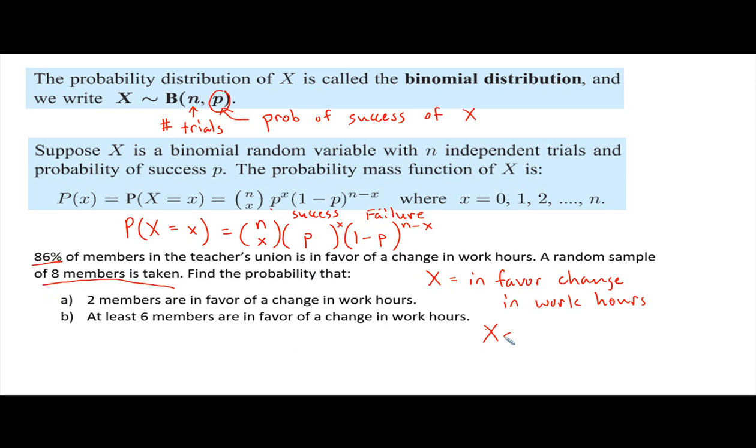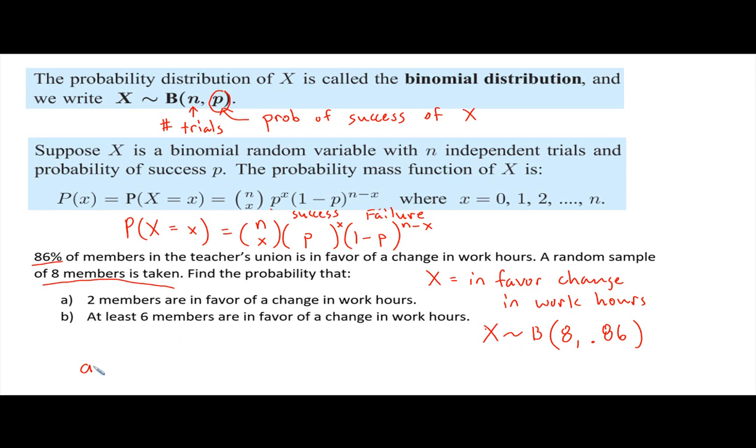If we set up our binomial distribution parameters, since this meets the 4 requirements, the number of trials is 8 because it's a sample of 8 members. The probability of success, where success is defined by capital X, in favor of change, is 86%, so that would be 0.86. So these are the parameters for our binomial distribution, and I'm going to use them now to answer these questions.